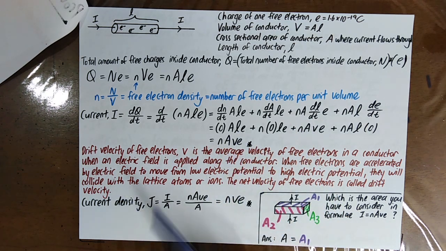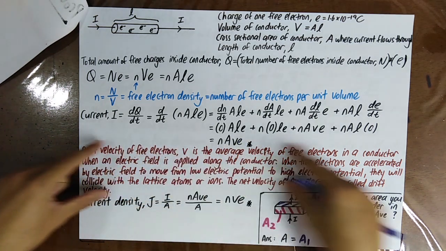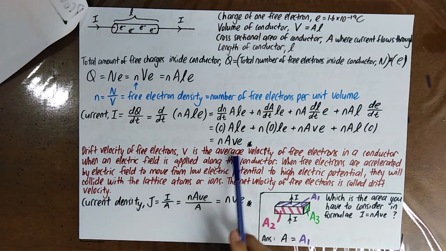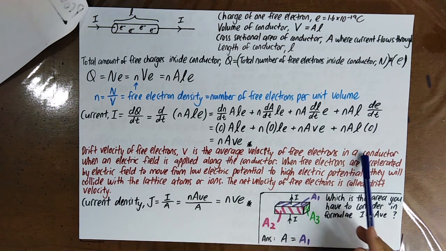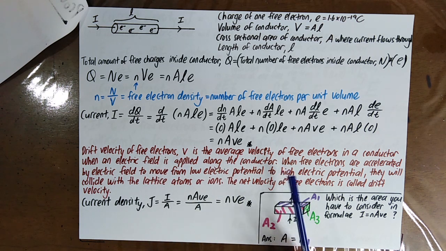If you are asked to give the definition of the drift velocity, this whole thing would be your answer. Drift velocity of free electrons is the average velocity of free electrons in a conductor when an electric field is applied across the conductor. When free electrons are accelerated by the electric field to move from low electric potential to high electric potential, they collide with the lattice atoms or ions, and the net velocity of free electrons is called the drift velocity.